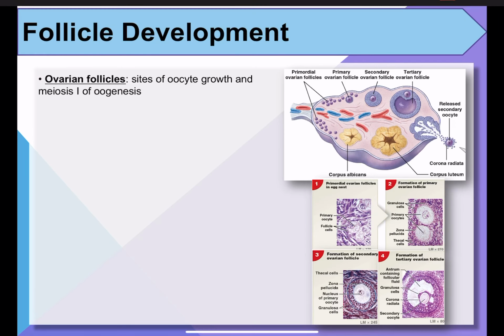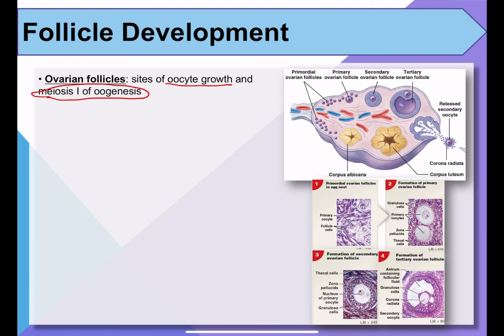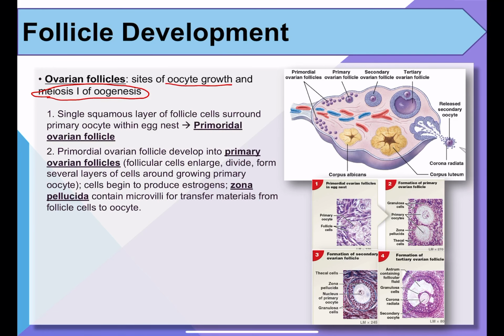Okay. The ovary. So we will talk about the follicles described in the video that help with the maturation of an egg cell next. Within the ovaries, there are what's called ovarian follicles. These are sites of oocyte growth and where meiosis 1 of oogenesis happens. What happens is you start with what's called a primordial ovarian follicle, which houses just a single squamous layer of follicle cells that surround your primary oocyte within the egg nest.